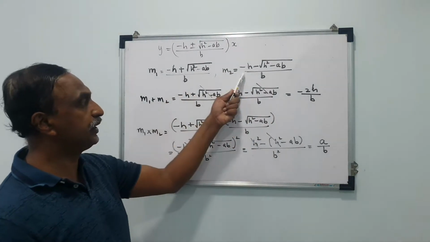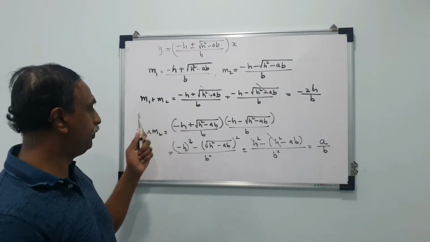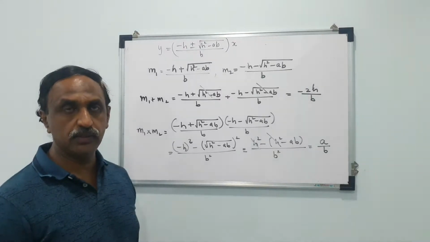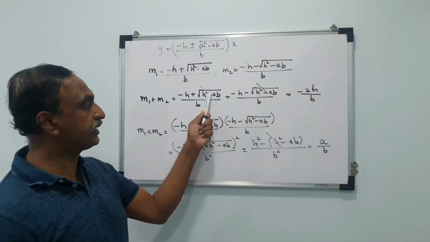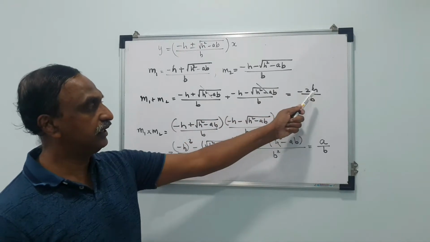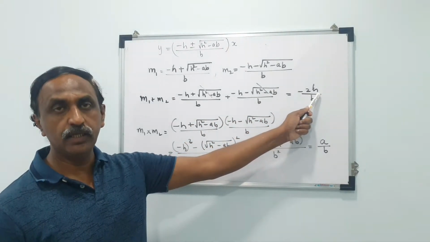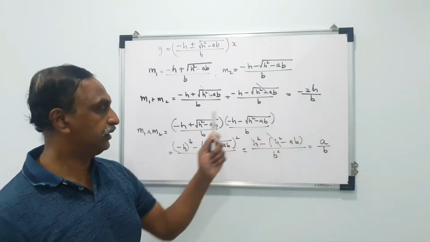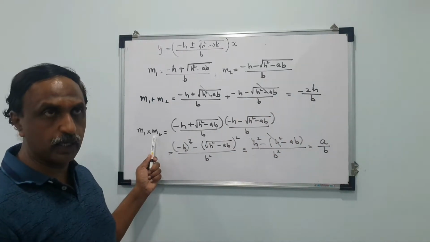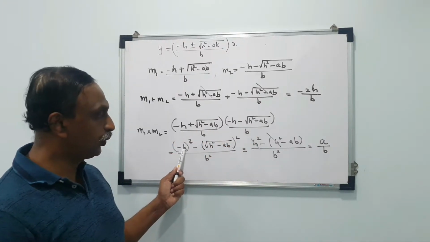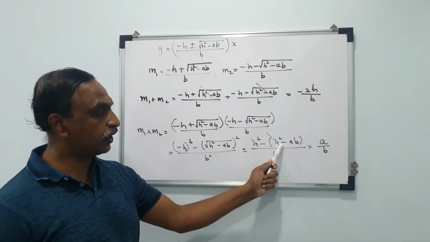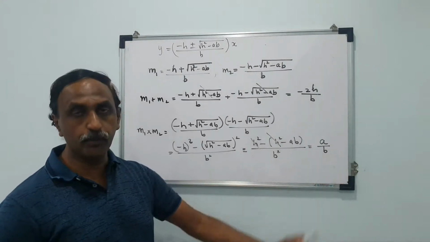What we are going to show you is the sum of the slopes and the product of the slopes. When you add both slopes, you will notice that h² - ab gets cancelled. So the sum of the slopes is given by -2h/b. For the product of the slopes, we apply the (a + b)(a - b) formula. So h² gets cancelled, and you get a/b as the answer.